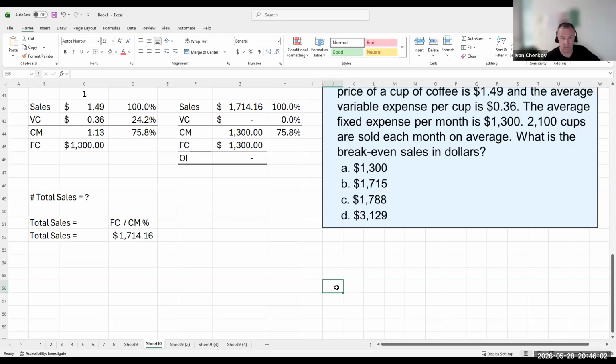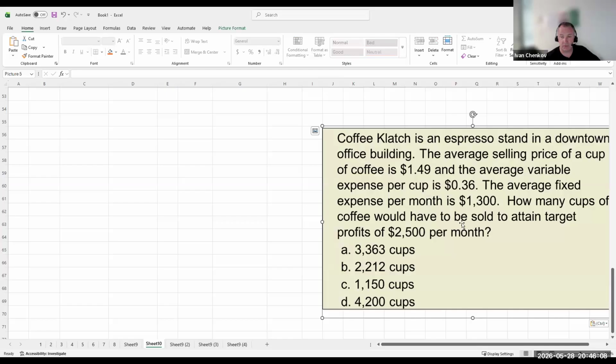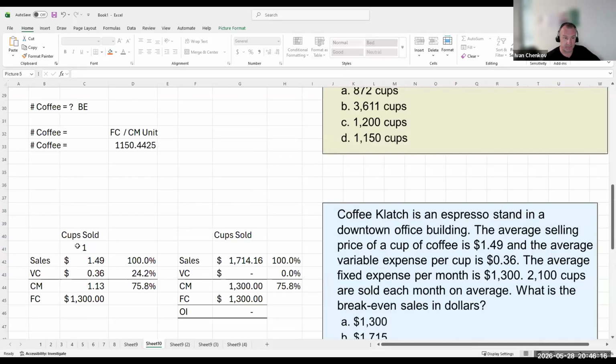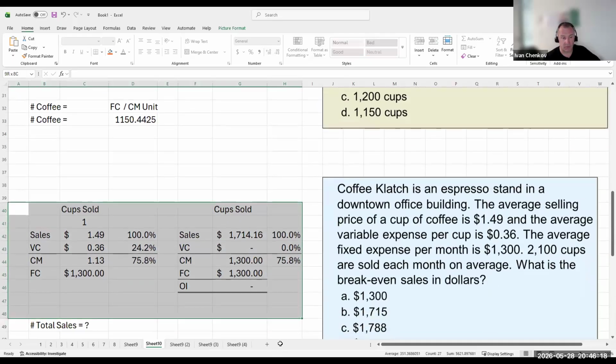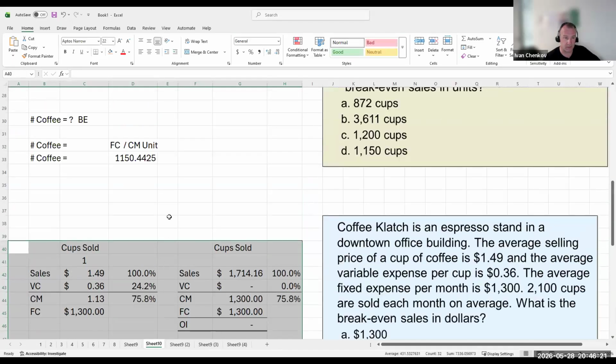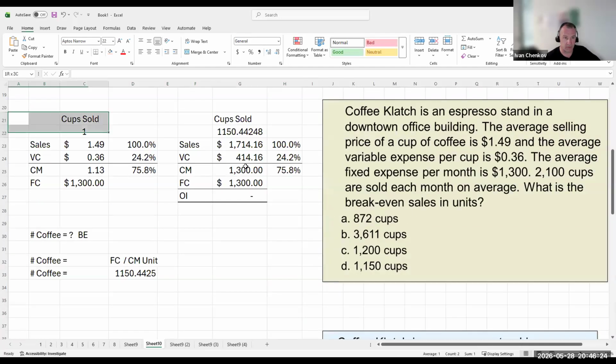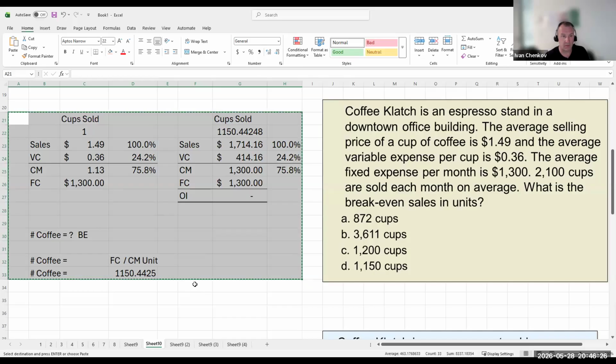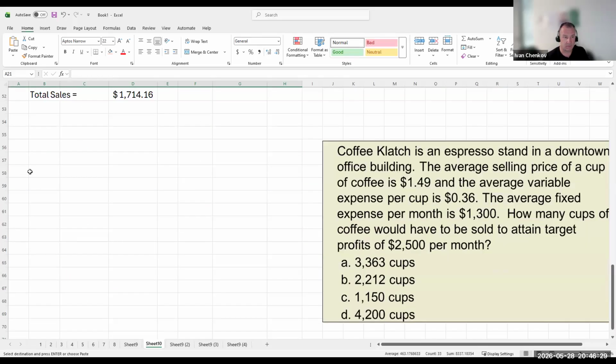For the coffee shop, let's go to the coffee shop and see how it's going to work. If I want to achieve a certain amount of sales on the coffee shop, what do I have to do? I'm going to flip it a little bit down now. Here. And how many cups do we need to have sold if we want to attain the target profit of 2,500 per month? So I'm going to grab this calculation here. Actually, not this one. I need the cups. So let's go with the cups sold.